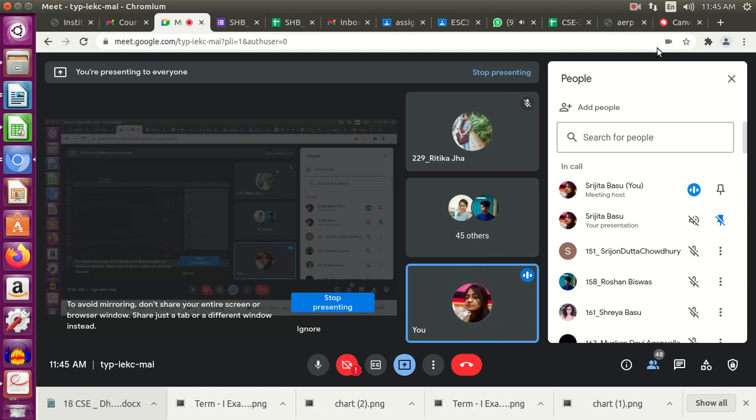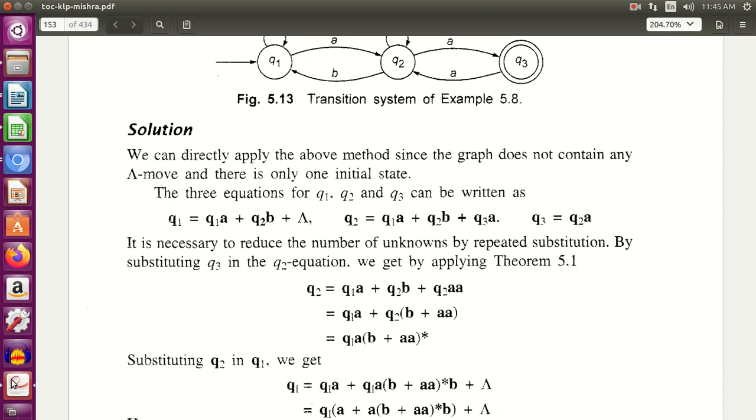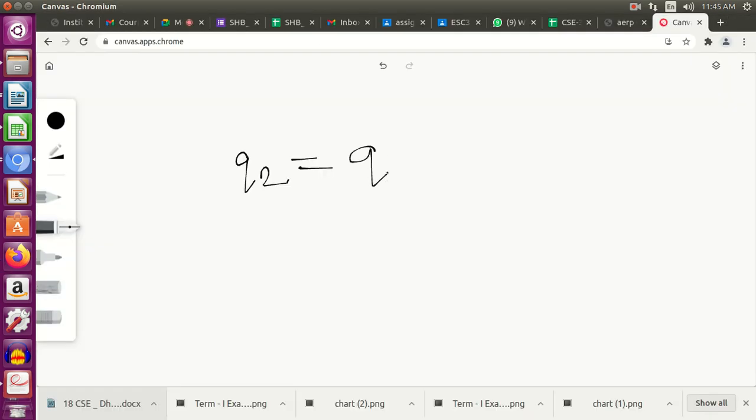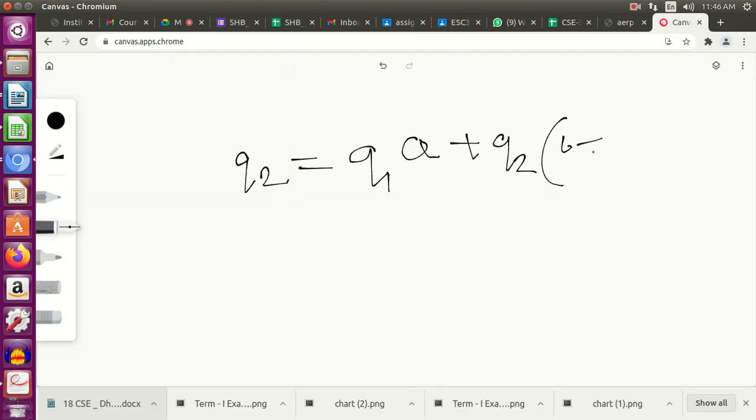Let me write it for you in the canvas. Q2 is equal to Q1A plus Q2, and then inside bracket we have B plus AA. Okay, so we have B plus AA. So this is something that we have got.